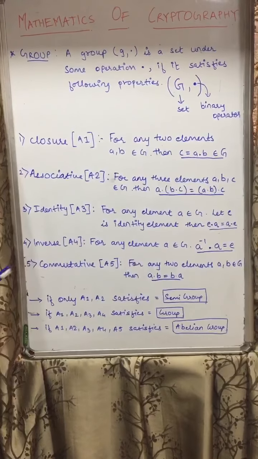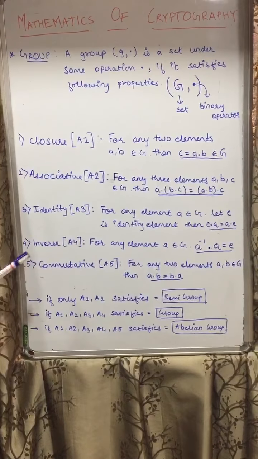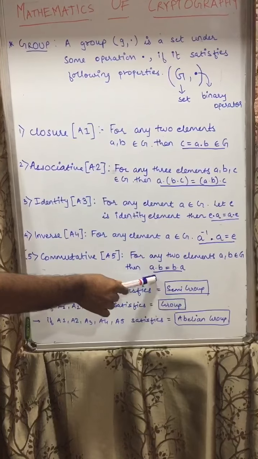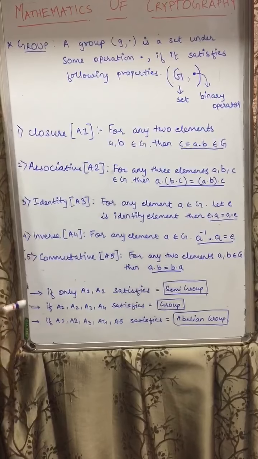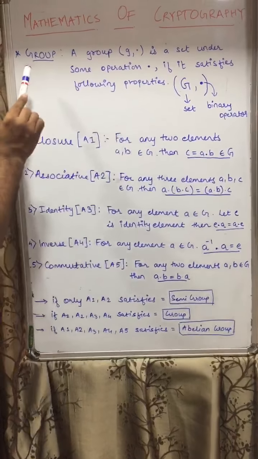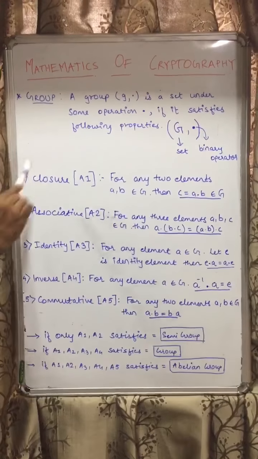Now the fourth property is inverse property, A4. For any element A belonging to G, A inverse dot A should always be equal to its identity element. Don't get confused, because we are going to talk about examples in the next part. Now the fifth property is commutative property, A5. For any two elements A, B belonging to G, A dot B is equal to B dot A. I have explained all the properties which define a set as a group.